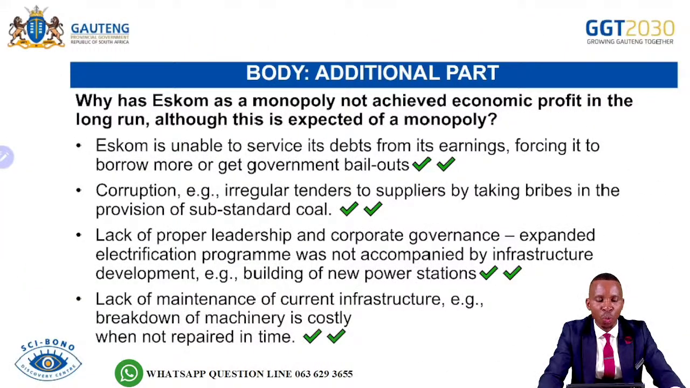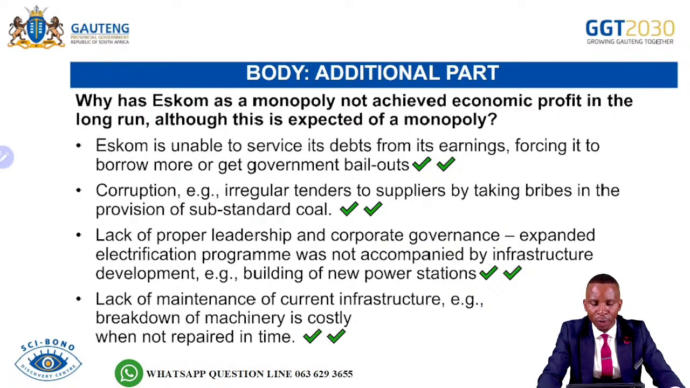And then the additional part: why has Eskom as a monopoly not achieved economic profit in the long run, although this is expected of a monopoly? Eskom is unable to service its debt from its earnings, forcing it to borrow more or get a government bailout. Corruption, e.g. irregular tenders to suppliers by taking bribes in the provision of substandard coal. Lack of proper leadership and corporate governance. The expanded electrification program was not accompanied by infrastructure development, e.g. building of new power stations.